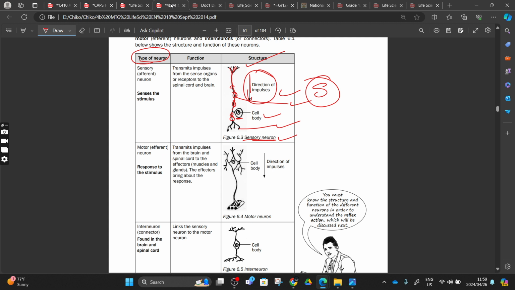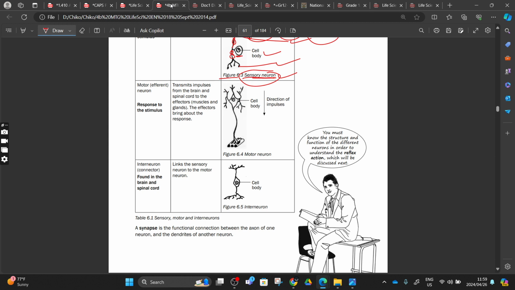But out of that 5, I will have to have 1 for the name, 1 here, and 1 here for the right structure. I will also have 1 for the direction of the impulse, right? And then the 2 will be the 2 labels. I hope you understand that. I hope you are ready to answer those questions.